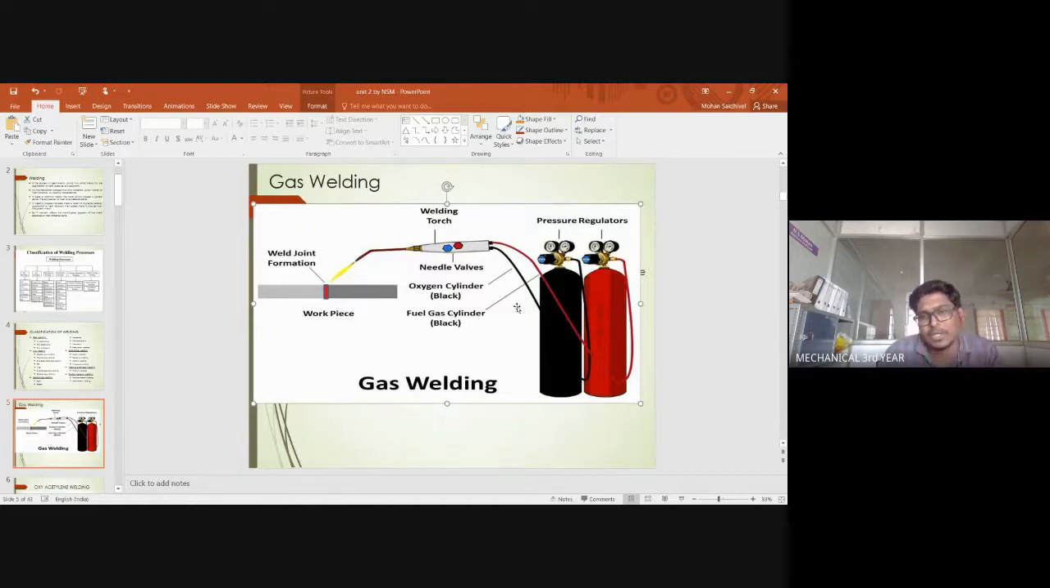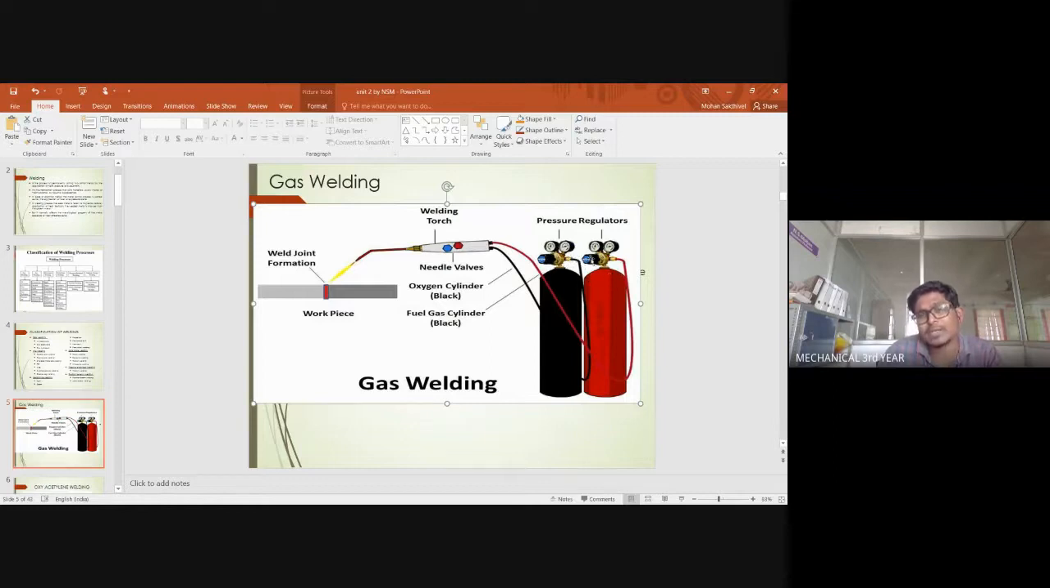Okay, can you see? So we have two cylinders and two pressure regulators, and we have four pressure gauges. We have a gas hose, a welding torch, and finally a nozzle. Okay, so let us see why two regulators are present in this cylinder.